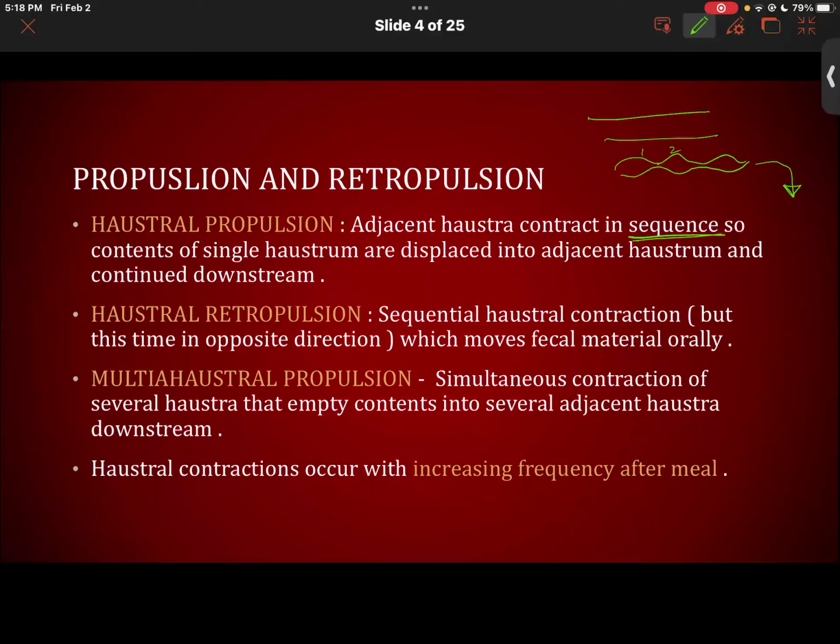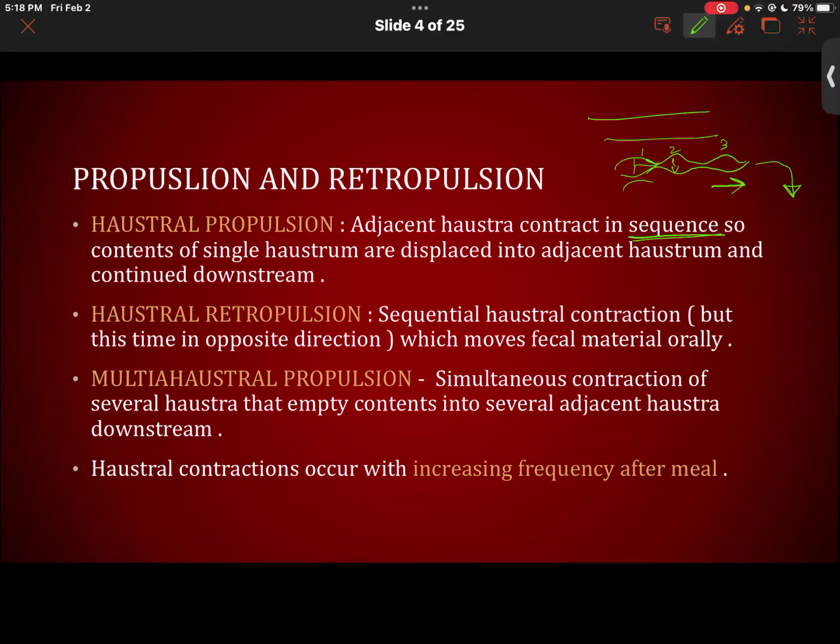In sequence means in an order. So let's say, in this case, 1 is going to contract and push its feces, or whatever is present in the lumen, into 2, okay? And 2 is going to relax, to allow 1 to push the feces into it. So now that the feces are present in 2, the same thing is going to happen with haustrum number 3. 2 will contract and 3 will relax, and the feces will move into 3. And this continues until we reach the anus. And that's called haustral propulsion. Propulsion because it's moving forward to exit the body.